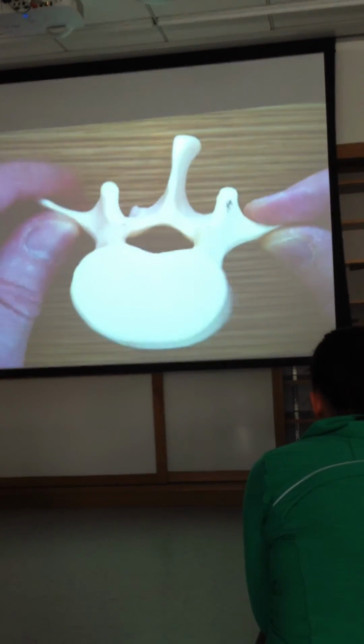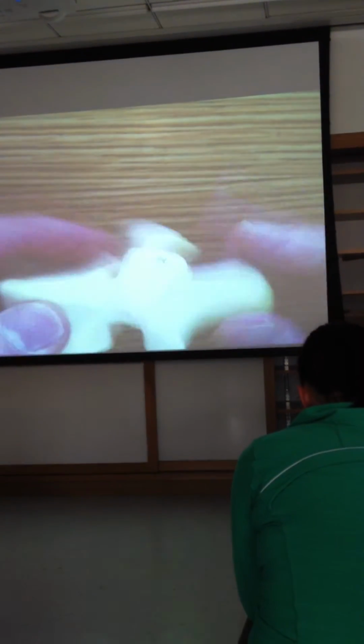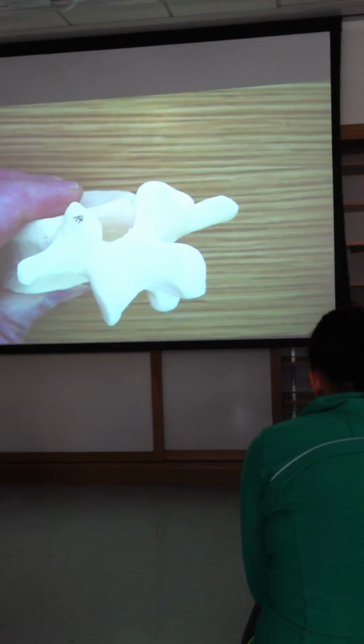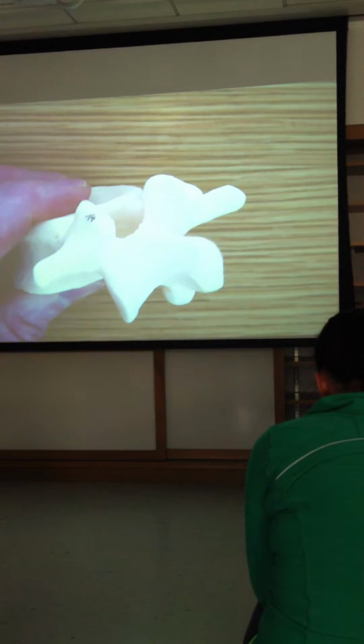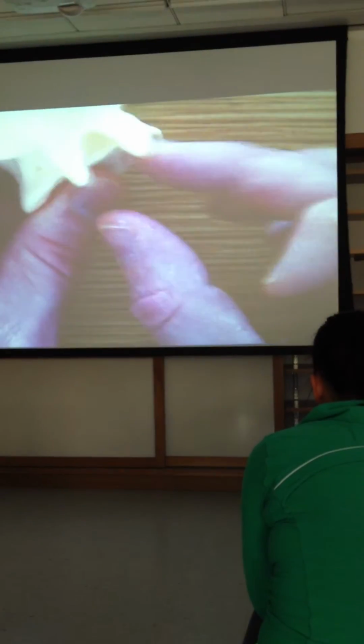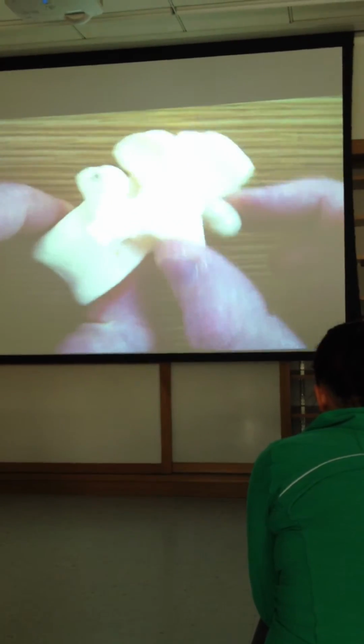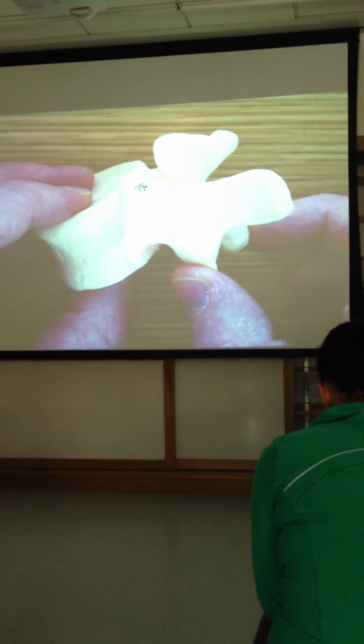And then you have 4 more processes. 2 of them go up. So these 2 are going upward. Those are the superior articular processes. And then you have 2 going downward. Those are the inferior articular processes.